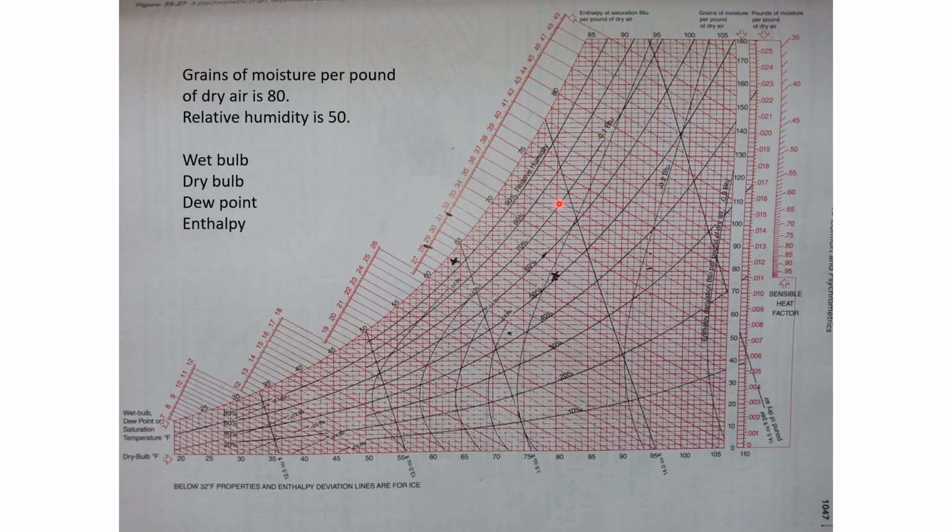Okay, so I want you to do a sample question. Once again, grains of moisture per pound of dry air is 80. The relative humidity is 50. And then I want you to find the wet bulb, the dry bulb, the dew point, and the enthalpy. Hit the pause button, and then come on back and see if you got them all right.